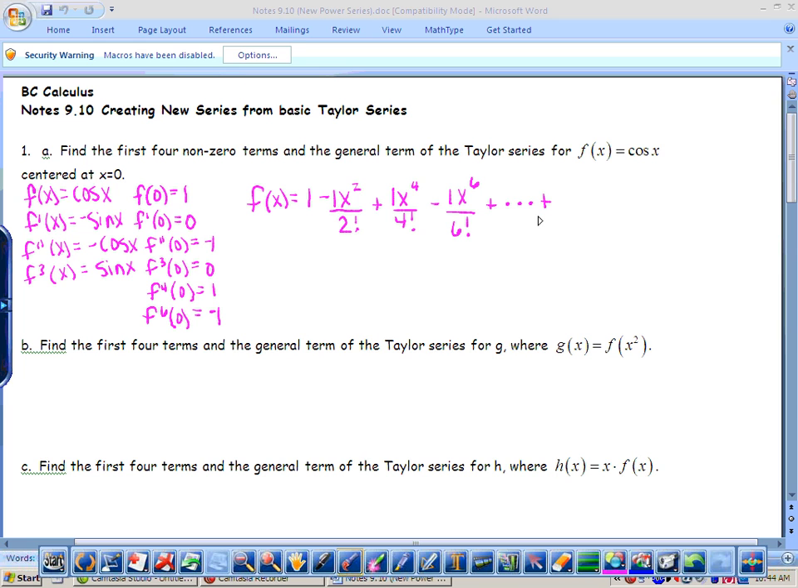Now my general term. My general term is basically that formula that when I plug in n equals 1, n equals 2, n equals 3, I'm going to get all of these terms right here. First off, I know that these are alternating terms, so I'm definitely going to need a negative 1 to a power. Now, it may be n, it may be n plus 1. I'm going to have to come back and check that.